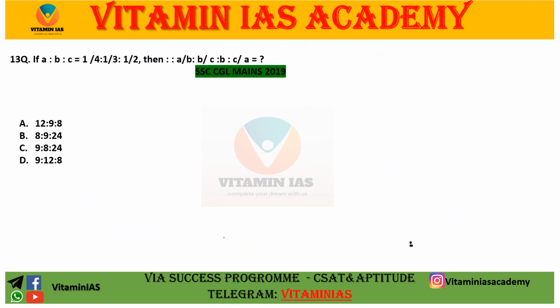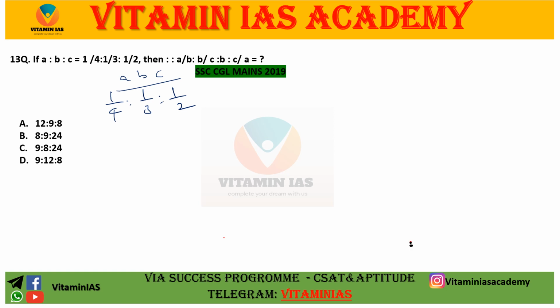Here is our next question: if A is to B is to C is equal to 1/4, 1/4, 1/3 and 1/2. Then easily you can find the value of A by B, B by C and C by A. So here just find the LCM to find the A, B, C values. So 4, 3, 2. How much?